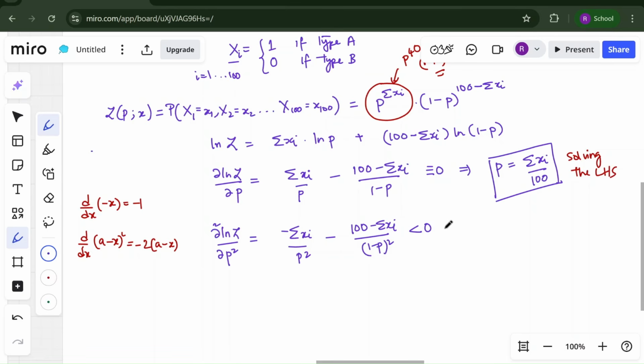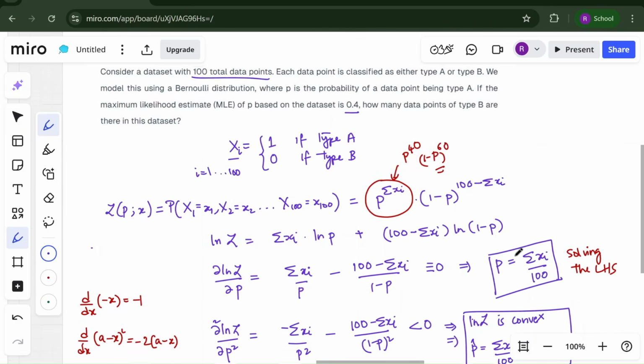So there are two things you can quickly conclude. One is that this function, the log likelihood, is concave. You can also conclude that this entity p hat equal to summation xi by 100 is the MLE. These two things you can conclude. Okay, fine. So when you have the MLE, now what does the question say?